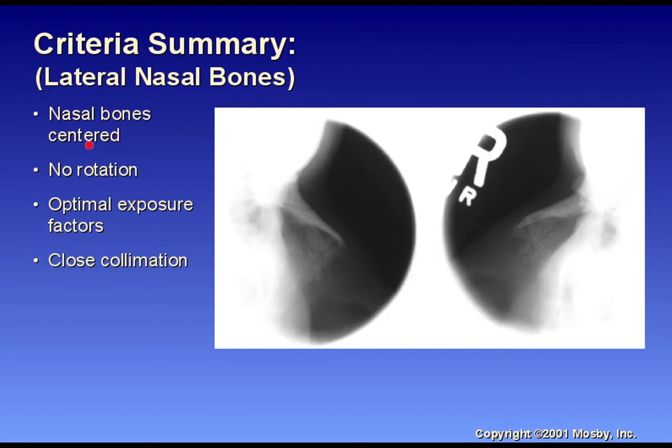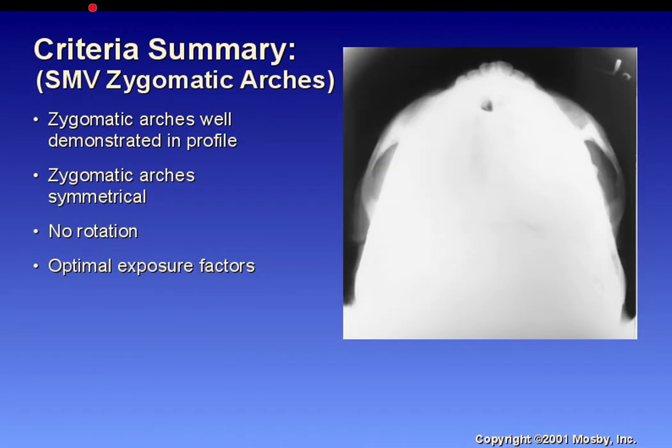So your criteria for your nasal bones, you're going to do a right and a left nasal bone. You're going to do both because you actually have 2 nasal bones, one on either side, and you're going to want to image both sides. Okay, so you're going to do a right and a left. No rotation, optimal exposure factors.